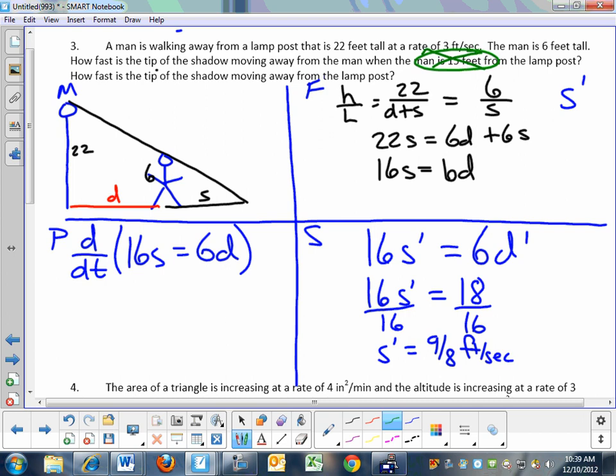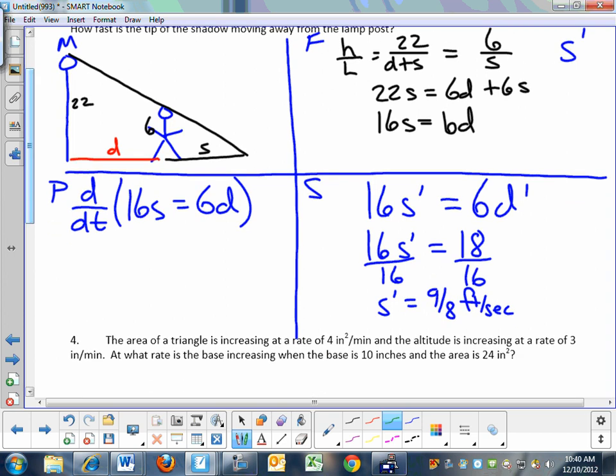So, for the last part, the last question says, how fast is the tip of the shadow moving away from the lamppost? So, think about this for a second, you guys. Have you been in an airport before? And you walk on those kind of escalators. Let's say the escalator is moving at 10 miles per hour. And let's say that you're walking on it at 3 miles per hour. What is your speed relative to the escalator? 3. What's your speed relative to the airplane that's sitting outside? 13.